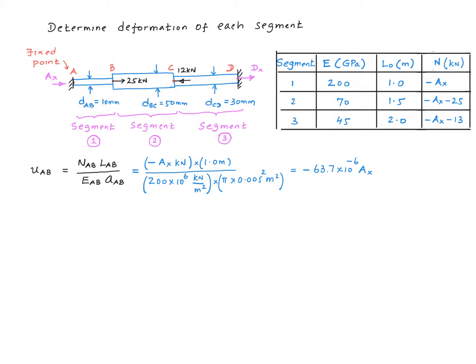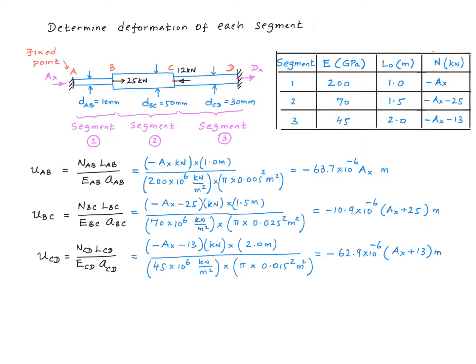Cross-sectional area is pi r squared. R is 5 millimeter, right? Diameter is 10 millimeters, and therefore radius is 5 millimeters. So express that in meters, that will be 0.005, right? So we get this for UAB, minus 63.7 times 10 to the minus 6 times AX. You can see from the units I have on the right side here, the unit of this deformation is going to be meter. Here are the other 2 sets of calculations, and I'm sure you can easily follow them.